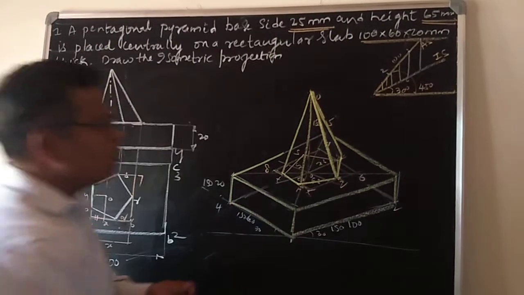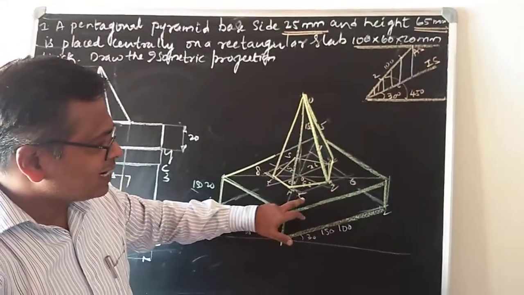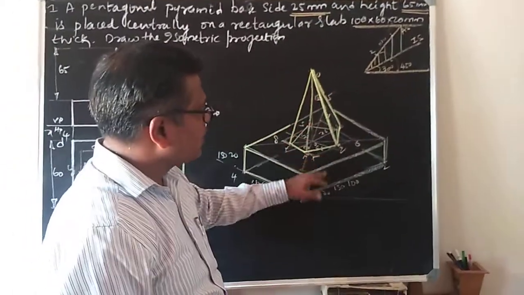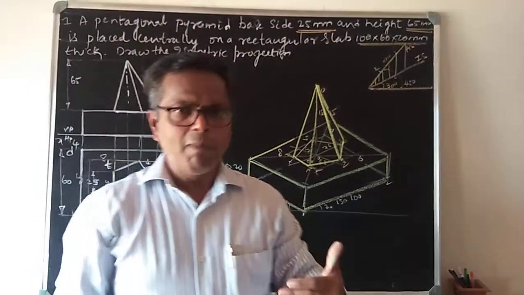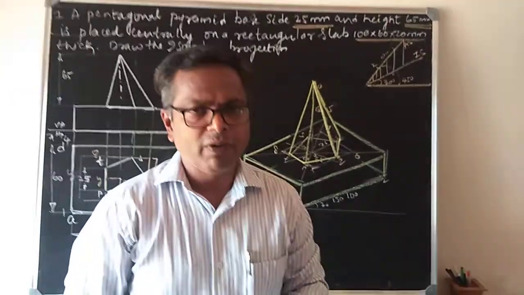So here what you can observe is a pentagonal pyramid placed centrally on the top face of a rectangular block, in which the axes of both the solids are collinear. So I think we completed the problem. I hope everyone could understand this problem. Thank you so much for your patient listening.